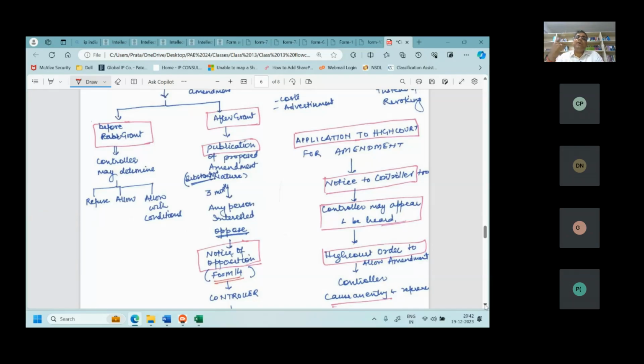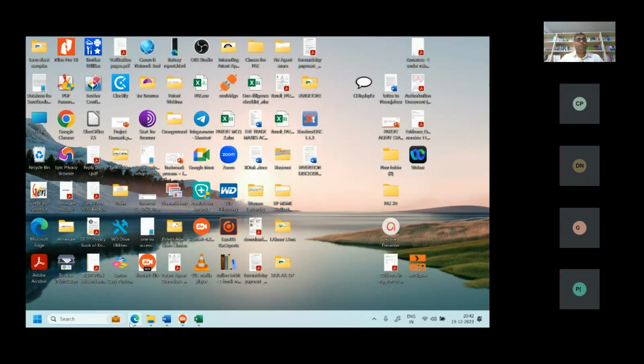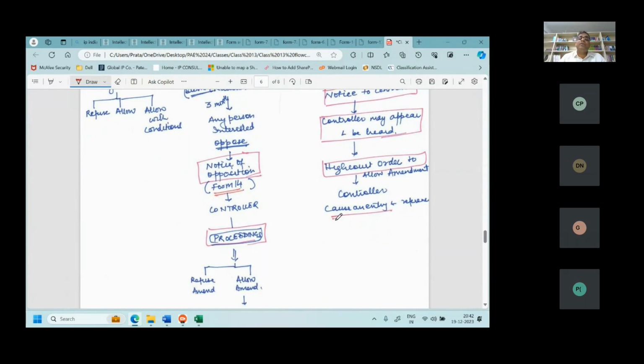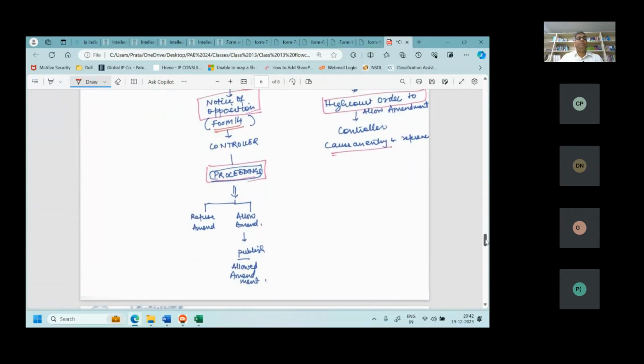Now, the controller has a right to appear and be heard because something is getting altered in his register. The controller will appear and be heard, and after hearing the controller, the High Court orders to allow the amendment. Then the controller will make an entry and a reference of that amendment, that this High Court order has been done. So this is the amendment proceeding.